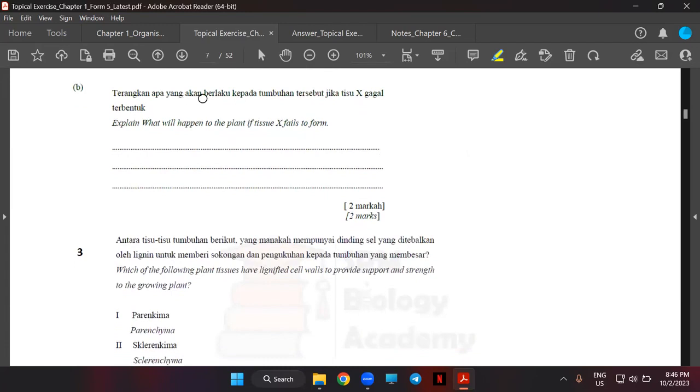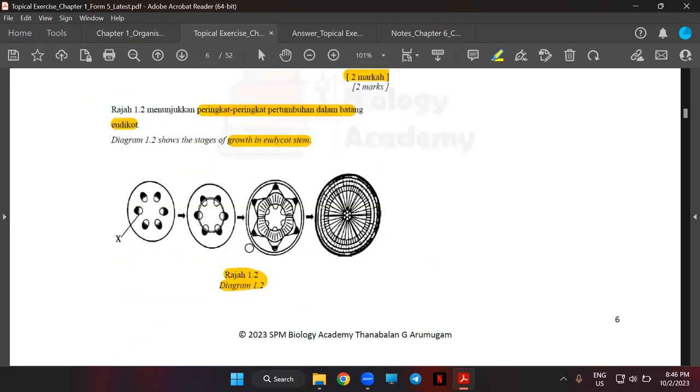Terangkan apa yang akan berlaku kepada tumbuhan tersebut jika tisu X gagal terbentuk. Explain what will happen to the plant if tissue X fail to form. Dua markah. Tissue X fails to form.